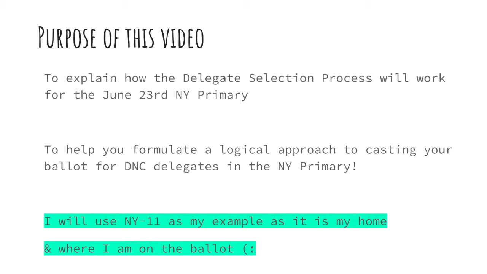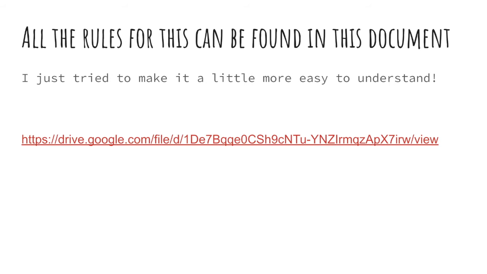The purpose of this video is to explain how the delegate selection process will work for the June 23rd New York primary and to help you formulate a logical approach to casting your ballot for DNC delegates in the New York primary in your district. I will use New York 11, where Representative Max Rose is our Congress member, as my example, as it is my home and where I'm on the ballot. All of the rules for this can be found in this document. I just tried to make it a little bit easier for everyone to understand in a quick video.